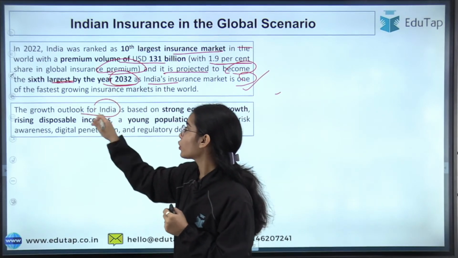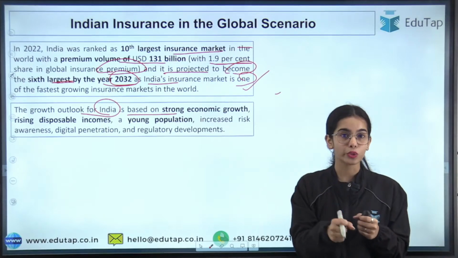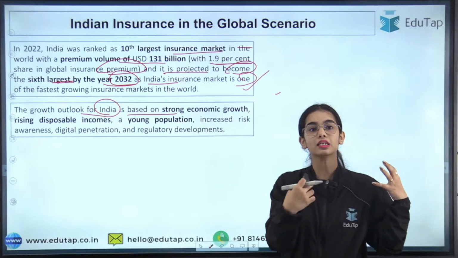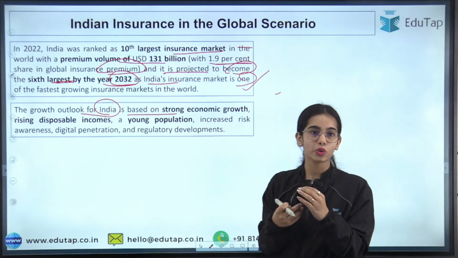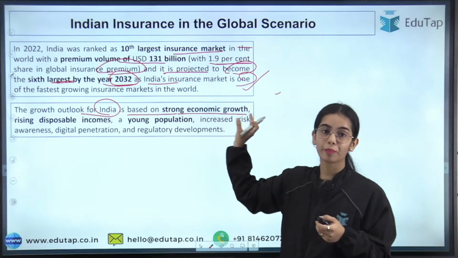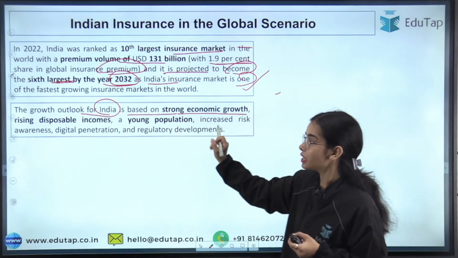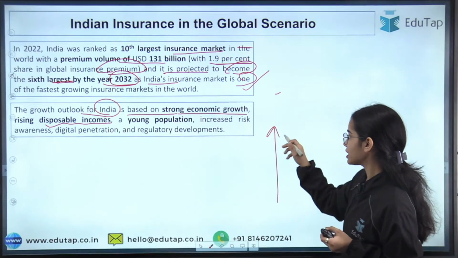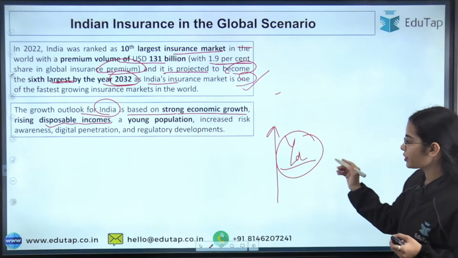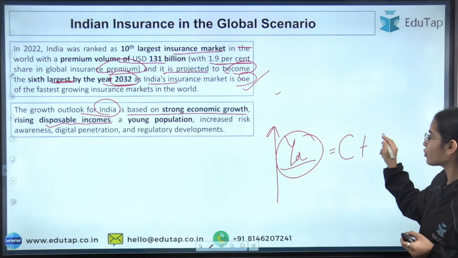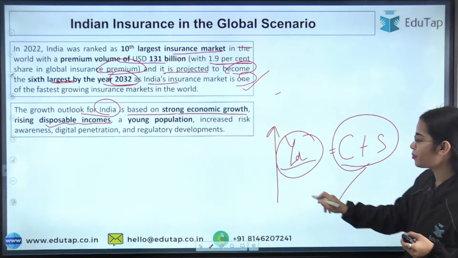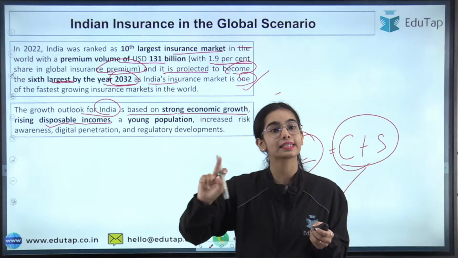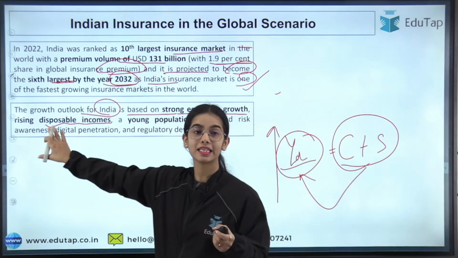So the growth outlook for India is based on the strong economic growth that we are having. Okay, the perseverance, the resilience that India has against the global scenarios. So the strong economic growth, the resilience, the perseverance that we have, and the rising disposable incomes of the people. Disposable income means the income that we can consume or save. This is the total income left with the households, which the households can use for their consumption or for their saving purposes. So we have rising disposable income.